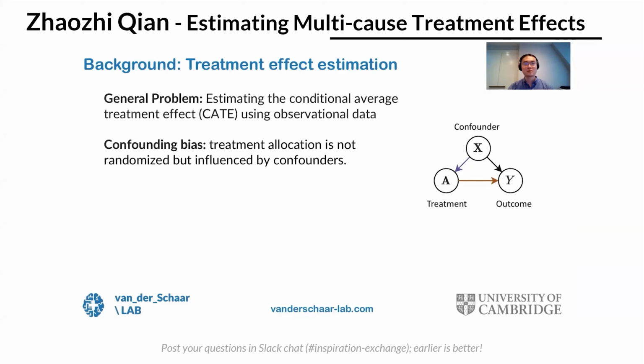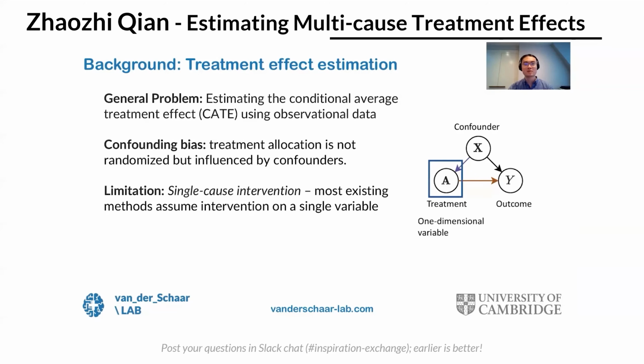The field of treatment effect estimation attempts to uncover the causal effect from observational data. The conditional average treatment effect, or CATE, is used to capture the heterogeneity in the effects. A well-known challenge for treatment effect estimation is the confounding bias due to non-randomized treatment allocation. As illustrated in this figure, the confounder X influences both treatment A and outcome Y. This creates a spurious correlation and may bias the estimate.